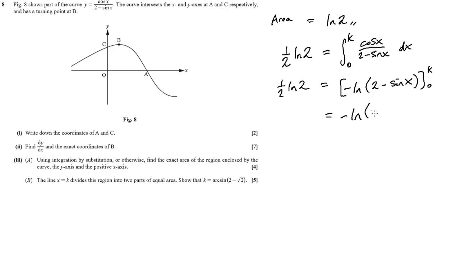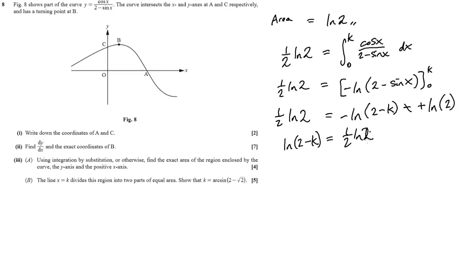of 2 take k minus the minus log of 2 take 0 gives me half ln 2, and negative negative goes to the positive, and so rearrange to get natural log of 2 take k is half ln 2.